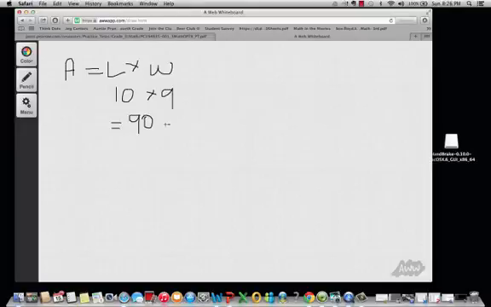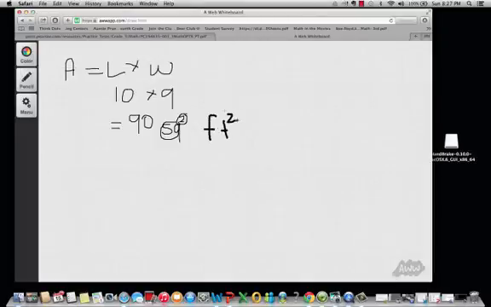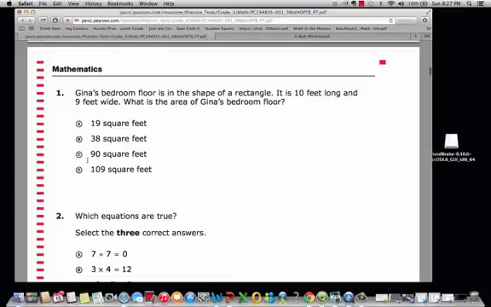Remember, when you have area, they are square feet because it's a whole block that could fit. You can either do the raised 2 or the letters sq. You could also have done this. Feet. There was multiple choice. It should have been C.